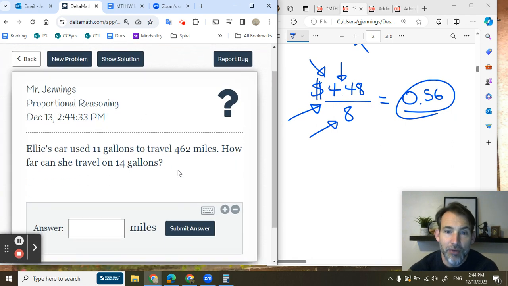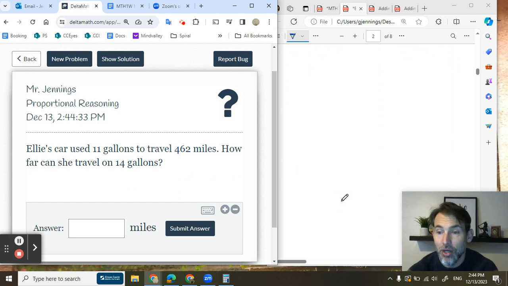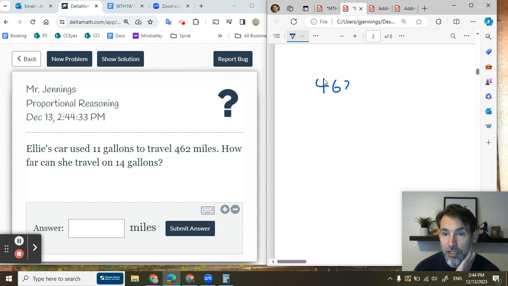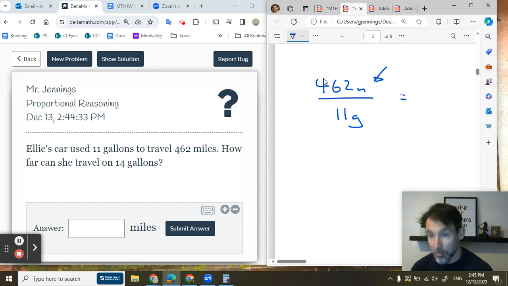So for these ones, finding the unit rate is one of our steps. Okay, there's one way to do it, which is multi-step, and that's what I'm going to show you. And then there's a way that I'll teach you later if you get really good at this. First, find the unit rate. So if we know that she goes 462 miles on 11 gallons, this will give us the unit rate for number of miles she goes on 1 gallon. So 462 divided by 11 happens to be 42, because I can do that division in my head.